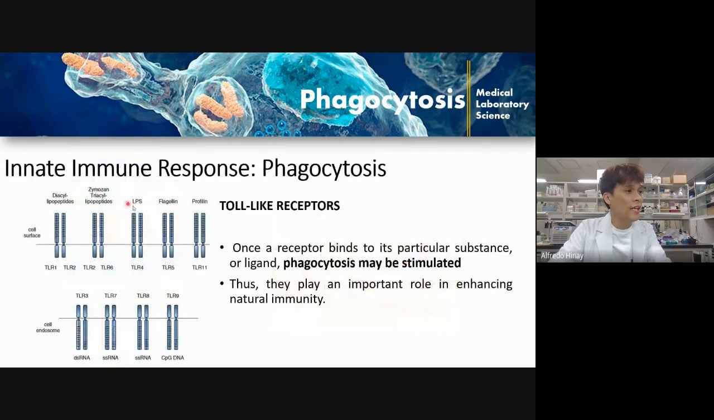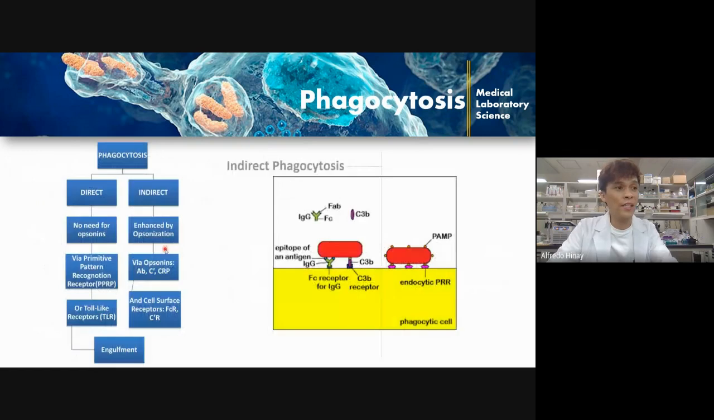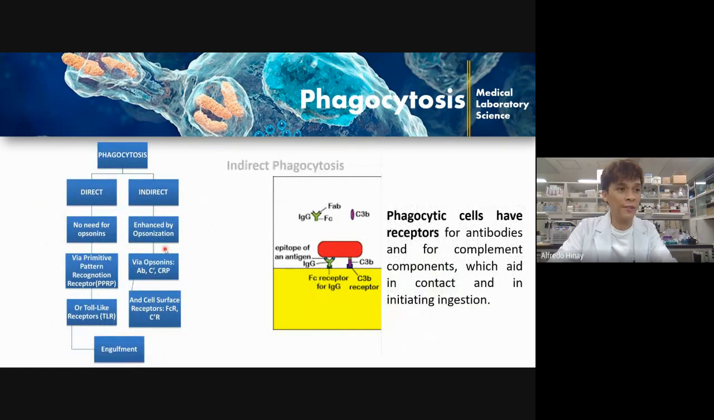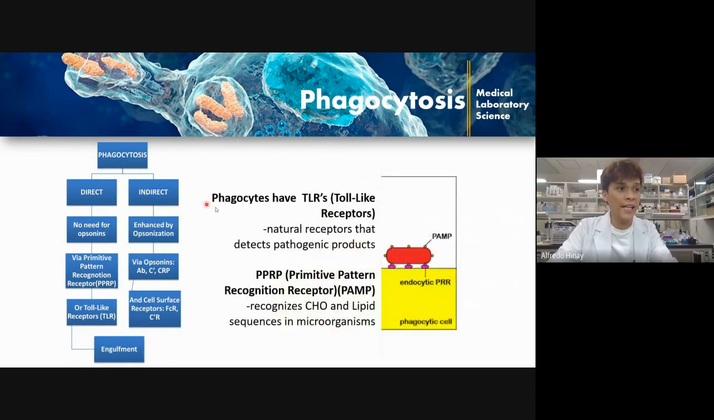Here, this one: LPS, flagellin, your triacyl lipopeptides, peptidoglycan, LTA, lipoteichoic acids. Those are your PAMPs, pathogen-associated molecular patterns. So the partner of your pathogen-associated molecular patterns, class, is your TLRs or toll-like receptors. So they partner with each other. Okay? Take note of that one.